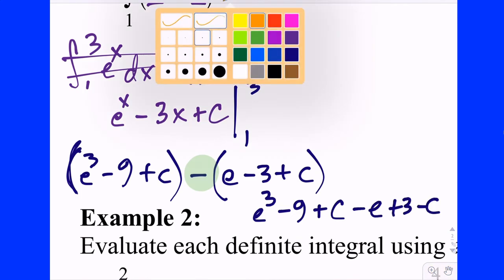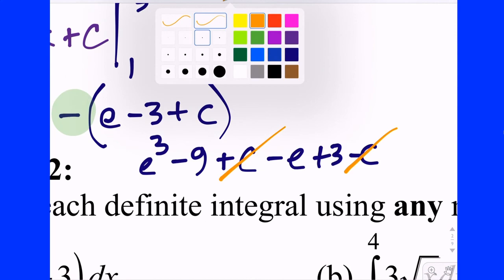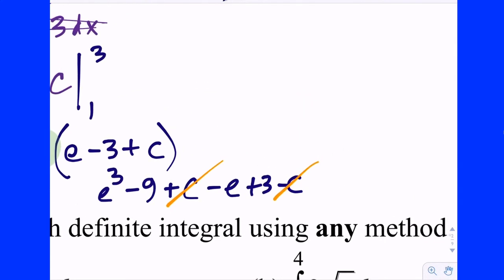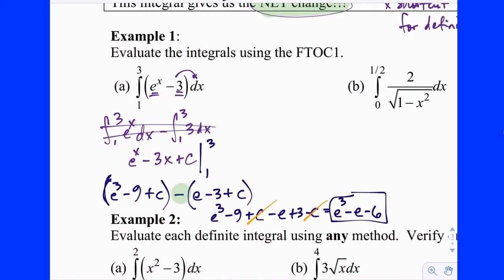What's always going to happen with your plus c's? They will cancel. And therefore, for a definite integral, you do not need to write them. And so the last thing you're going to do here is combine like terms. e cubed minus e, and then you have minus 6. And that is an exact answer that represents the net accumulation of this graph on that interval. Okay? There you go. There's a taste of now officially using the shortcut rule for integration, which means we don't have to approximate this anymore using numeric methods, Riemann sums or trapezoids.